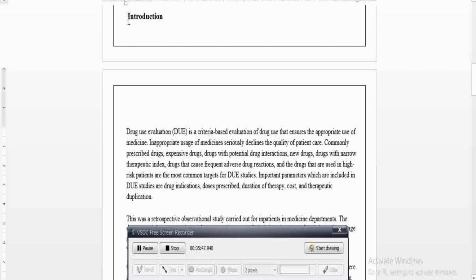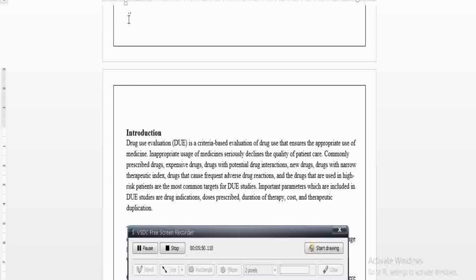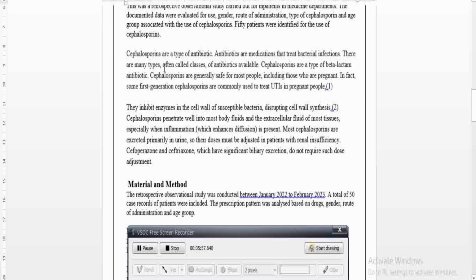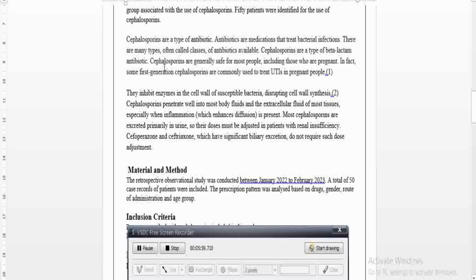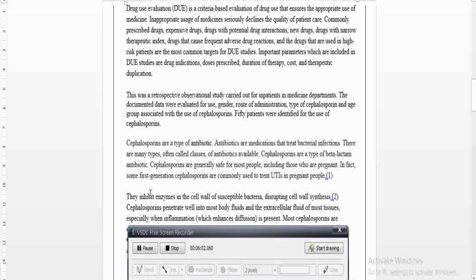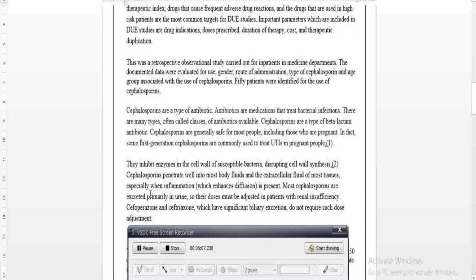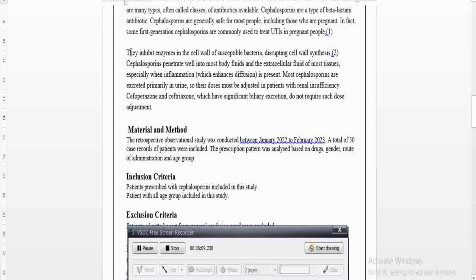This is the introduction part. Okay. So what is DUE? It is a criteria-based evaluation of drug use that ensures appropriate use of medicine. So first I have written what is DUE, then I have written what is cephalosporin. That is kind of a justification of why I chose this particular topic. Okay, and this is also the mechanism of action. This is the commonly prescribed diseases, what diseases it is commonly prescribed in, okay?